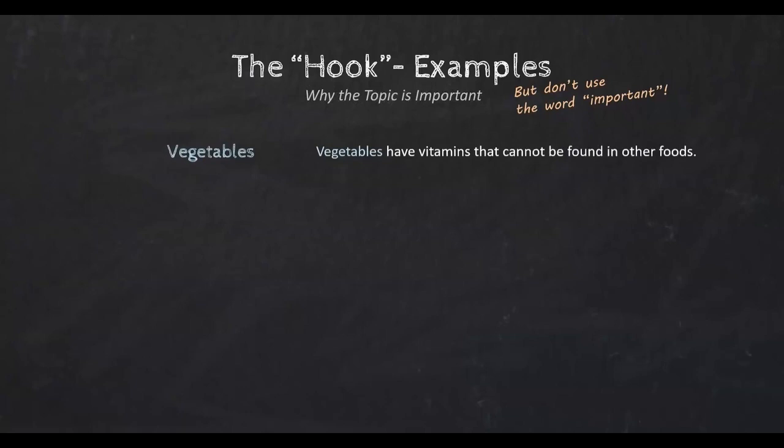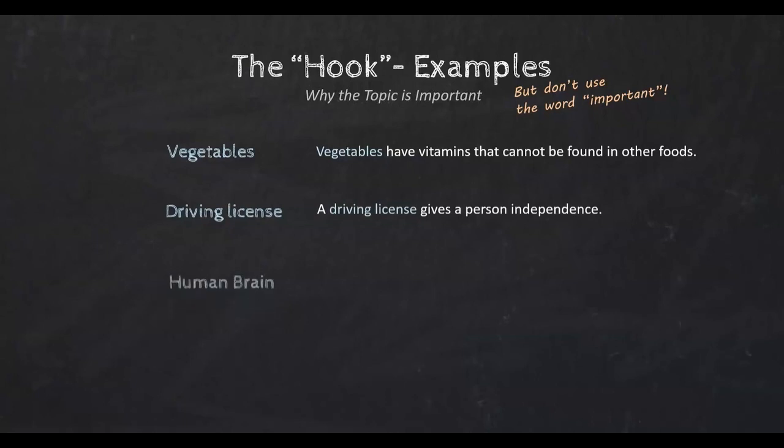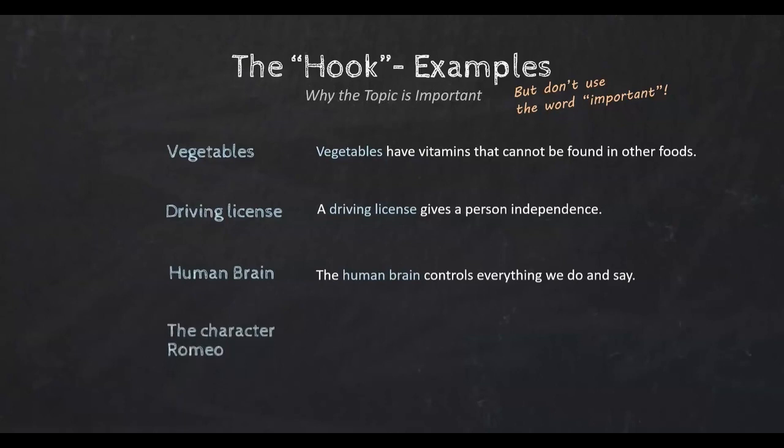Do you see how we stated why vegetables are important, but we didn't oversimplify the sentence by using the word important? If you were writing about a topic like a driving license, this could be a good hook. A driving license gives a person independence. If you have a scientific topic like the human brain, you could begin your essay like this. The human brain controls everything we do and say. And finally, if you're writing an essay about a topic in literature like the character Romeo, you could begin your essay with this sentence. Romeo is one of Shakespeare's most famous characters.